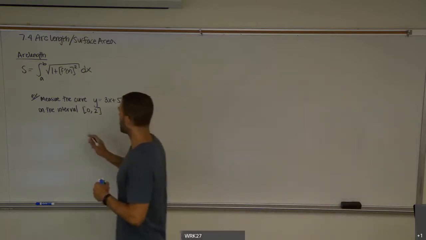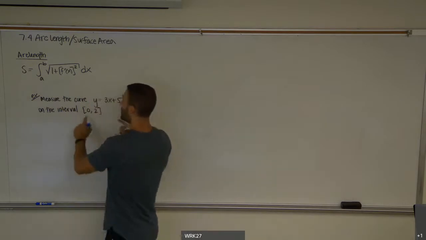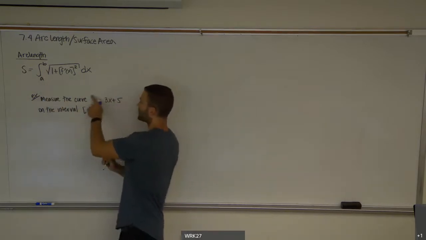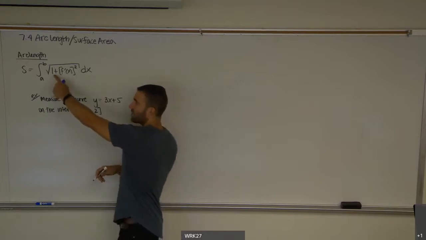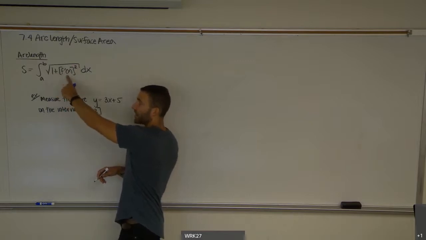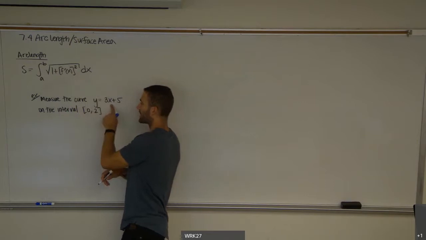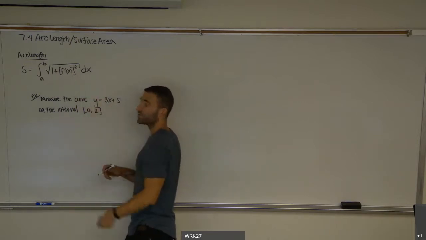And so remember how the arc length formula works. It's a definite integral over this interval, as long as we make sure our function is continuous and differentiable in this interval, which it is. Then we'll take the square root of 1, that's just a constant that's fixed, plus we will need the derivative of this function squared. So I'm not going to be putting 3x plus 5 into this formula. I will be taking its derivative.